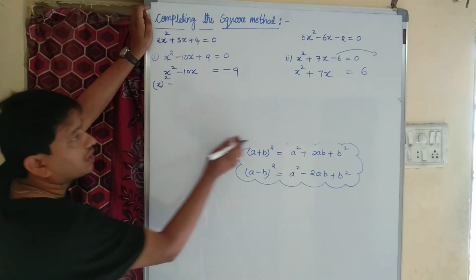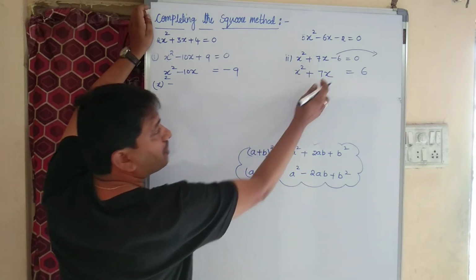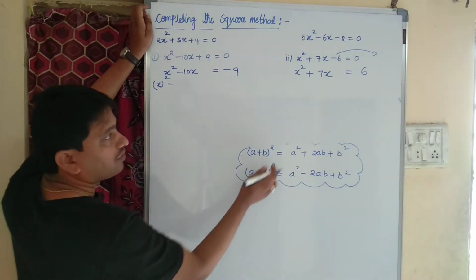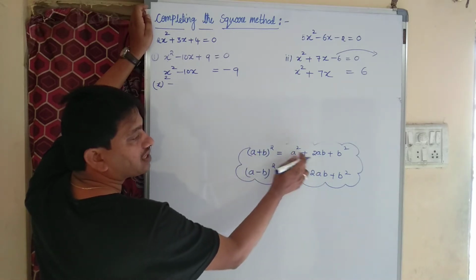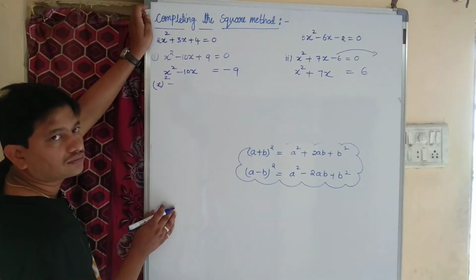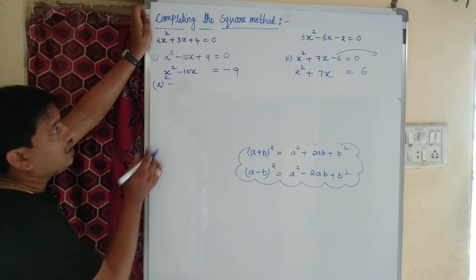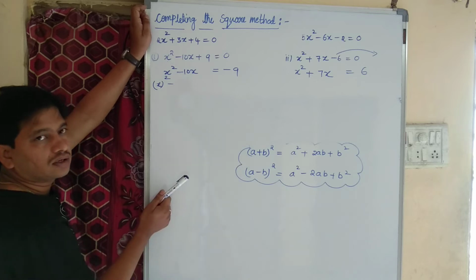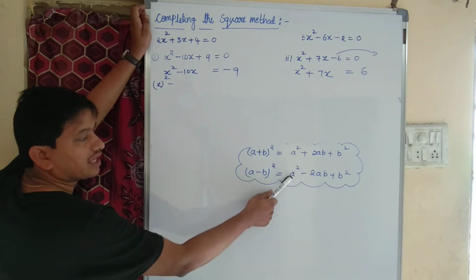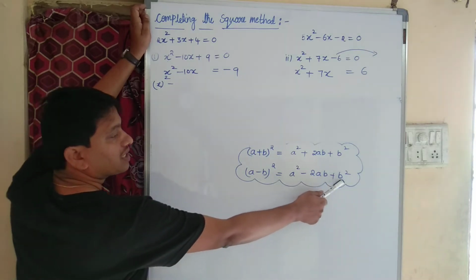Here if you observe, x square plus 7x is there. If it is plus, we need to go with the a plus b whole square formula, that is a square plus 2ab. Students, are you understanding? Here we have minus, so we need to go with the a minus b whole square formula. The a minus b whole square formula is a square minus 2ab plus b square.